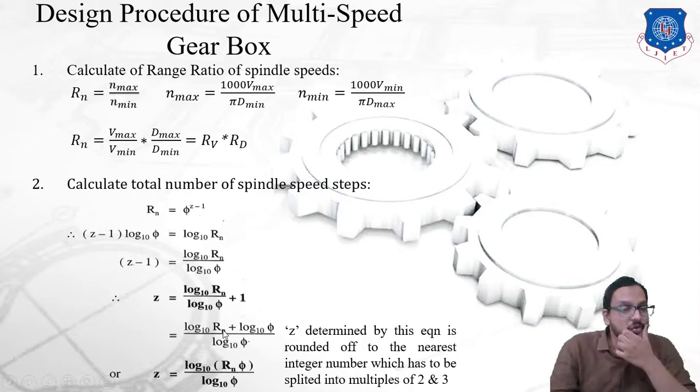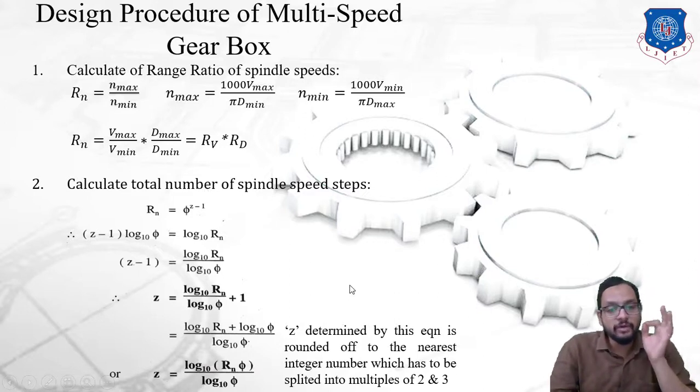Now you can see over here log Rn to the base 10 plus log phi to the base 10. Can we apply the log rule of addition? The sum of logs converts into multiplication. So over here you can see Z is equal to log Rn into phi to the base 10 upon log phi to the base 10. This is the general equation to determine the number of speed steps if the range ratio and phi are given. So by using this equation you can determine Z.